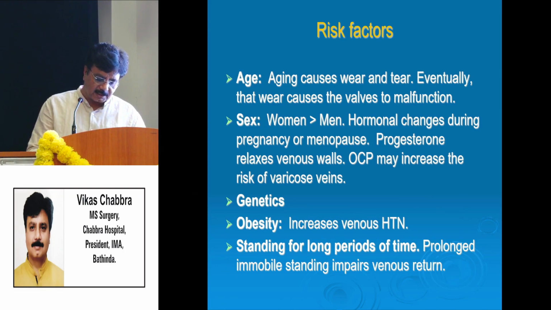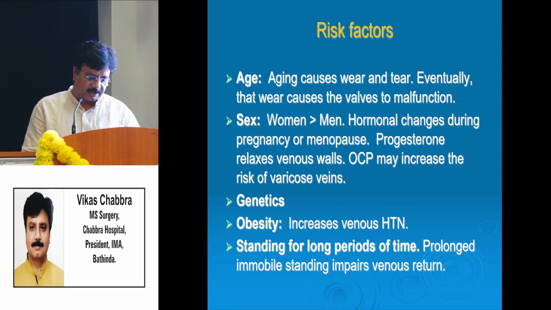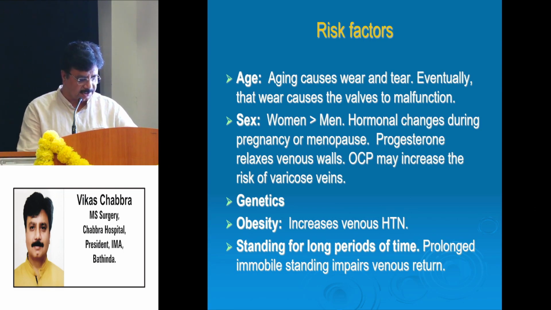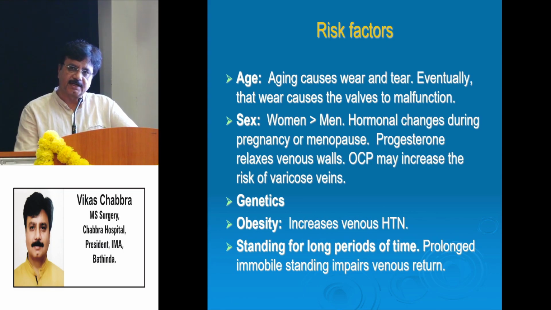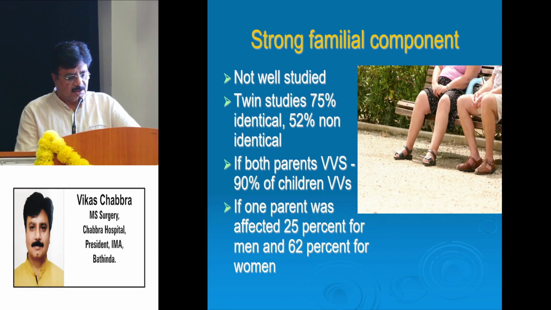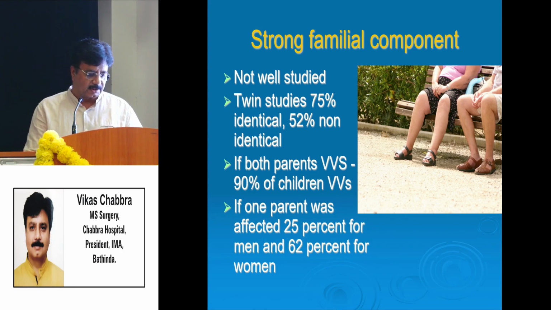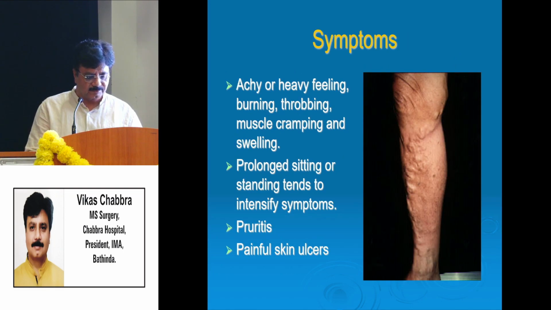Obesity can increase the chances of varicosity because of venous hypertension. And coming to the occupation, prolonged standing is also known to be a risk factor for varicosity. There is a strong familial component associated with varicosity. In identical twins, there are 75% chances of varicose veins in both the siblings.